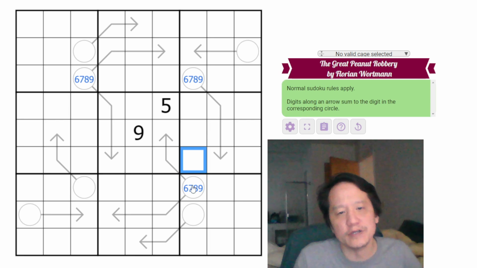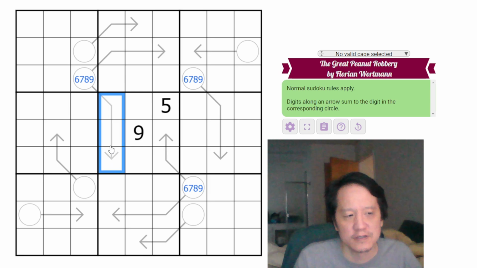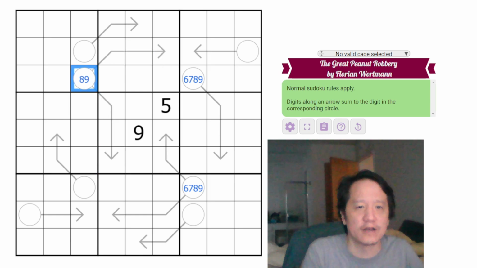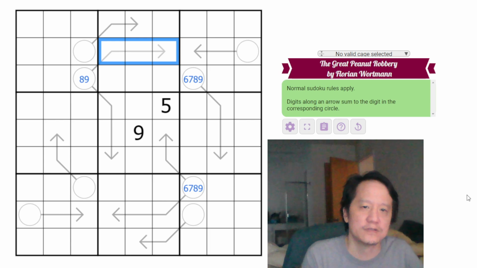One thing, though, okay, so this is a 3 set, so this cannot be the same 3 set. So that eliminates 6 and 7. So this could be 8 or 9. But this is 1 through 6. This is also 1 through 6.